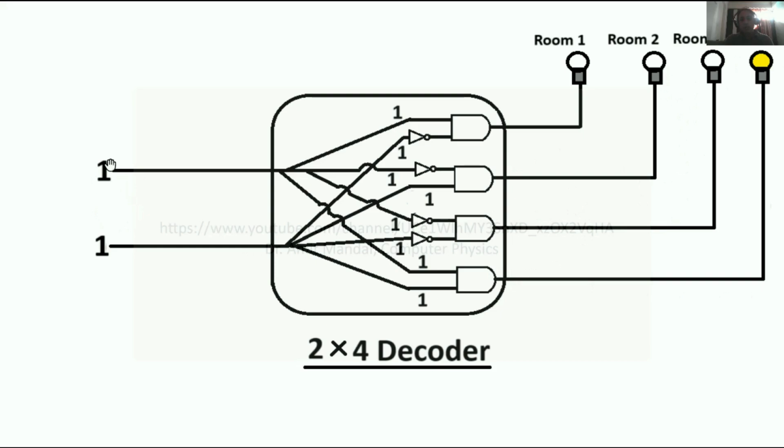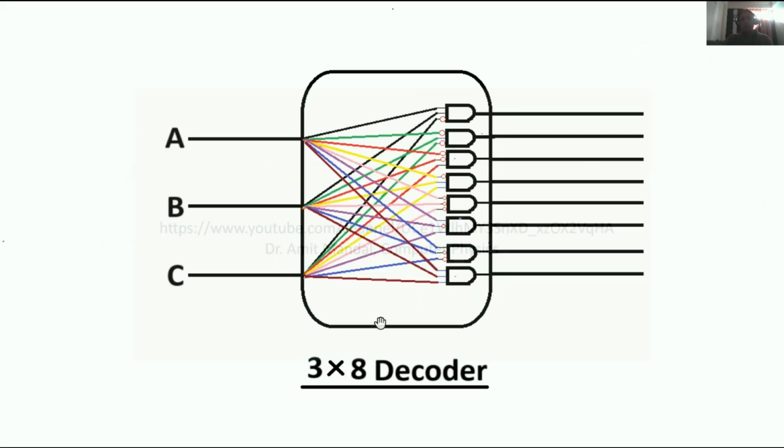Okay, so right now the inputs are 1 and 1, so it will develop output for this last AND gate, because for this case only 1 and 1 is the input, so it will output 1. Others are 0. So what will happen? Only the fourth room's bulb will glow and the other rooms' bulbs will not glow. Just by changing the codes, I can control which room's bulb will glow and which room's bulb will not glow.